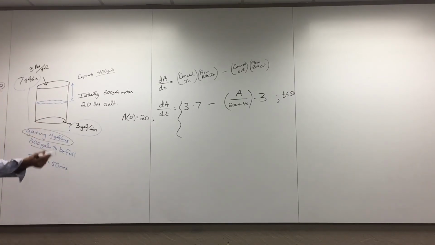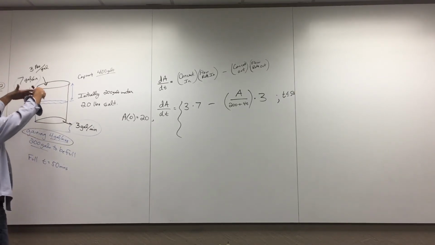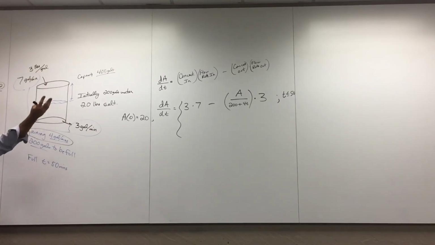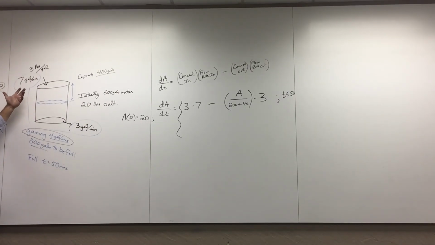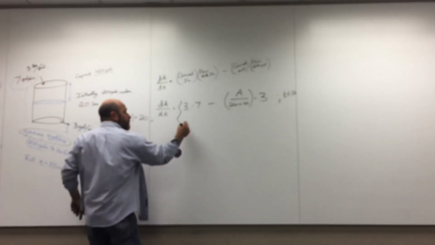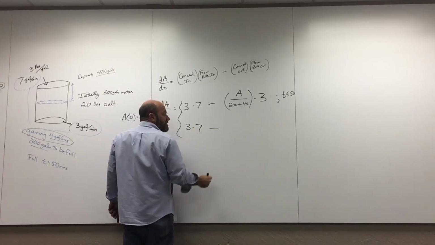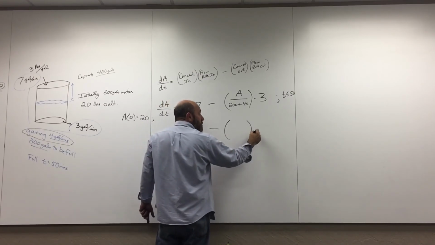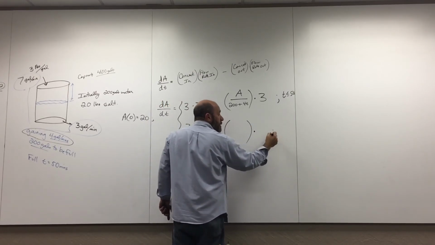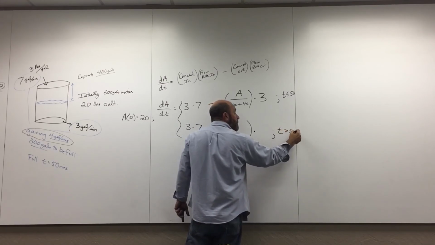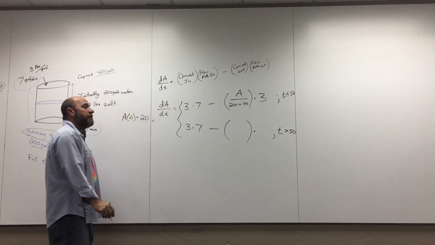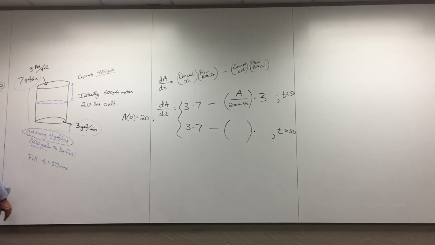Let's check this out. After it starts overflowing, what's coming into the tank? That didn't change. I'm still bringing in 3 pounds per gallon at 7 gallons a minute. And then I'm going to subtract the concentration leaving. What about the flow rate leaving? This is for t greater than 50 now.